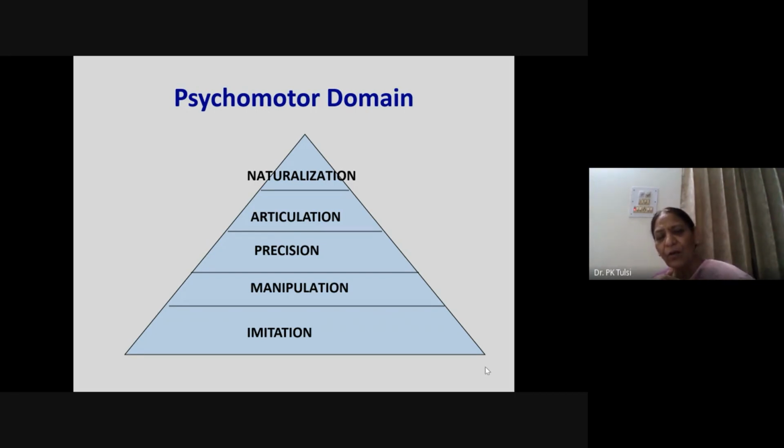With a lot of practice, precision creeps in, accuracy creeps in. So accuracy comes in inserting the key, changing the gears, applying the brakes, right? Or balancing the steering wheel, right? And so on. Then comes a stage here when precision occurs. The person is able to perform the various acts, but he's not able to coordinate the various movements.